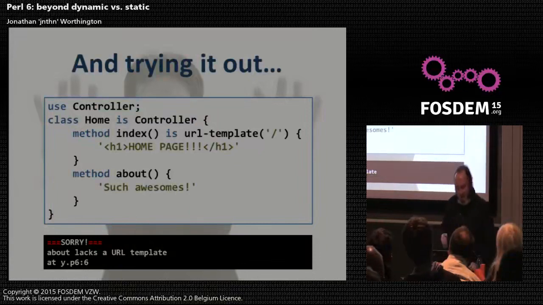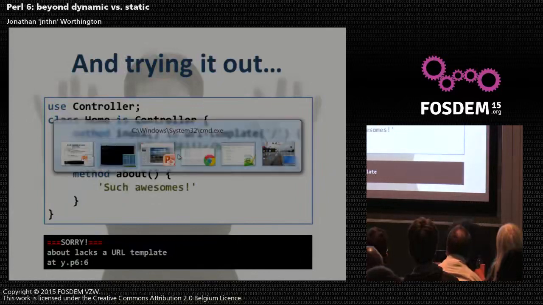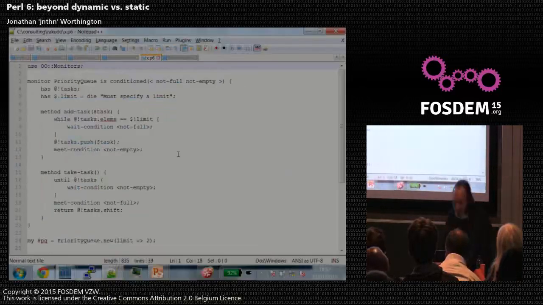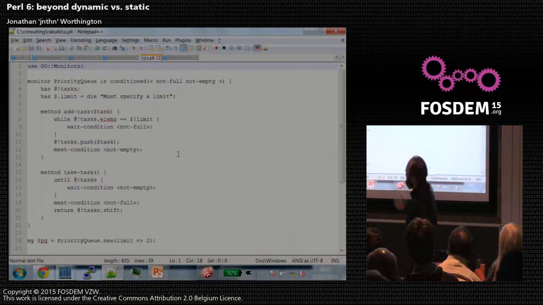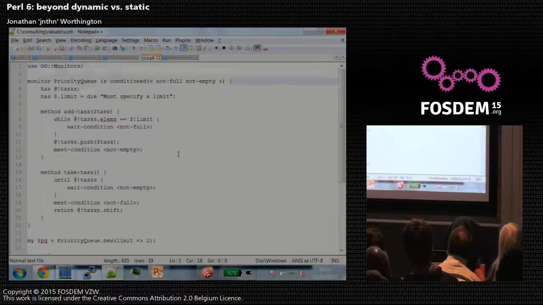You can actually do stuff where you get to declare your own kinds of declarators. I wrote a module for monitors, which are a concurrency construct where only one thread is allowed to be inside the object's methods at once. And look at the start of this. Instead of writing class, you write monitor. And then it enforces the mutual exclusion for you.